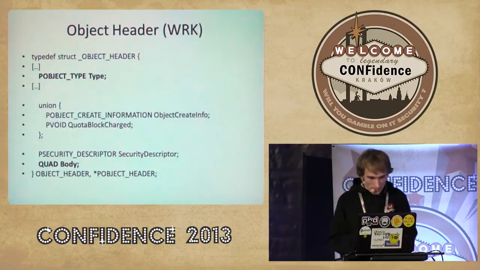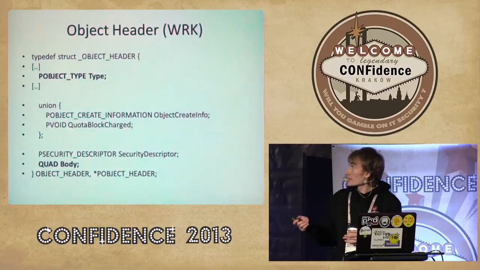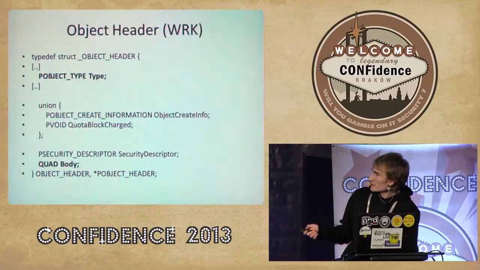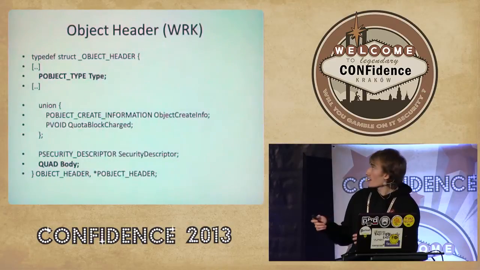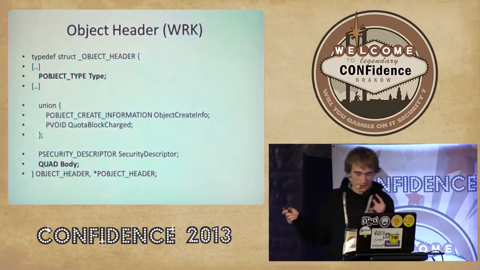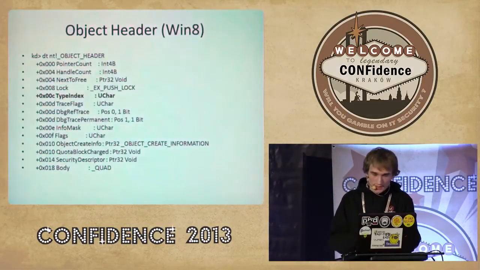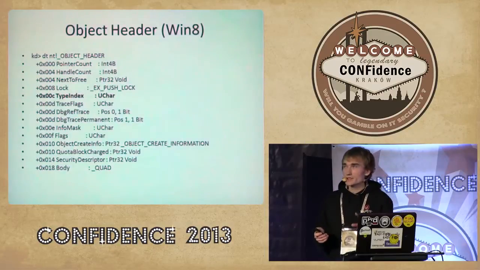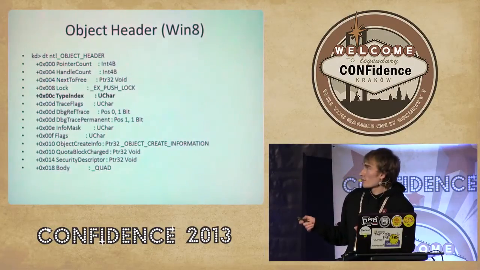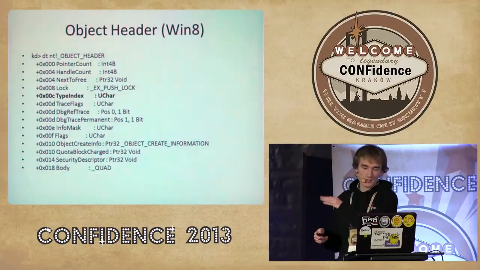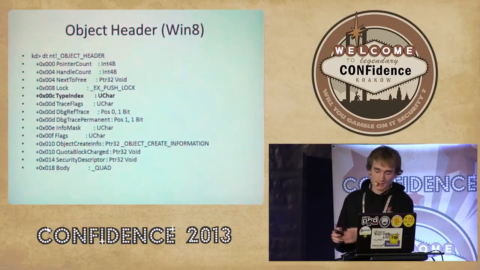So, take a look at the object header. There is an interesting field, object type, and its pointer. And after some fields, there is actually the body, so the actual object. It's from the Windows Research Kit, Windows 2003 SP0. Since Vista, the object header changed a little bit. There is no pointer, there is an index. Actually, it's an index to an array of object type elements.